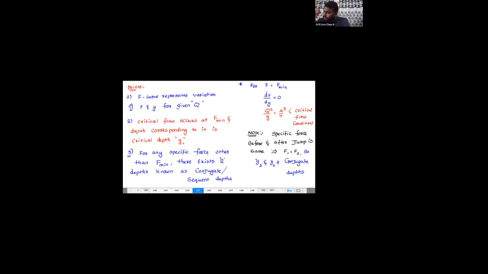Yes, sir, that means that at a minimum specific energy, we have minimum specific force also. Yes, my dear. For the same discharge, keep that in your mind. Discharge should be constant. For the same flow rate, when the specific force is minimum and when the specific energy is minimum, there the critical flow is going to happen. Okay.